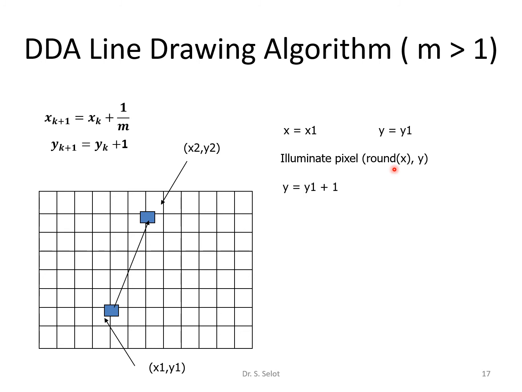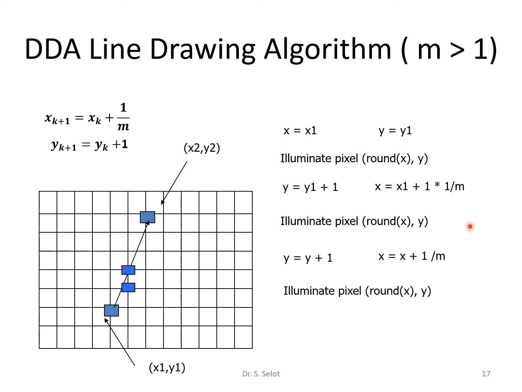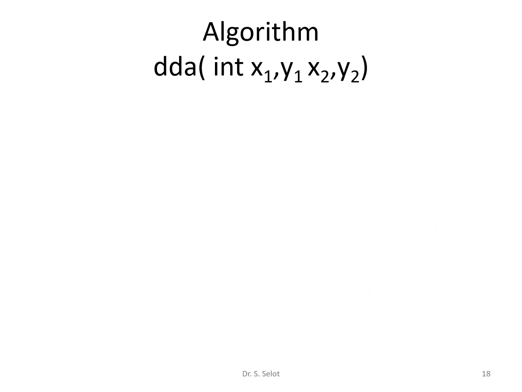The next set of values is obtained by incrementing the value of y by 1 and incrementing the value of x by 1 by m. And again we round off the x value and illuminate the next pixel. This process is repeated till we reach the second point, which is x2, y2. So this is a small demonstration of how the DDA algorithm works.